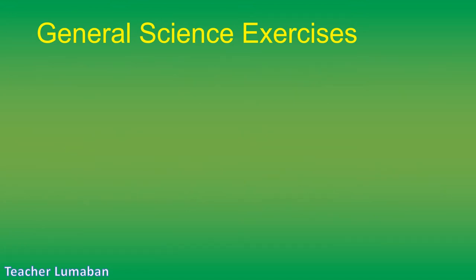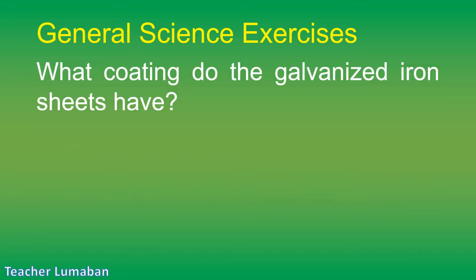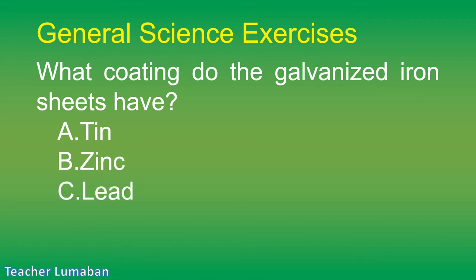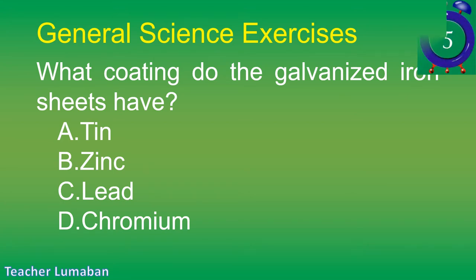What coating do the galvanized iron sheets have? Letter A, tin. Letter B, zinc. Letter C, lead. Letter D, chromium. Choose the suitable answer to the following choices in 5 seconds.